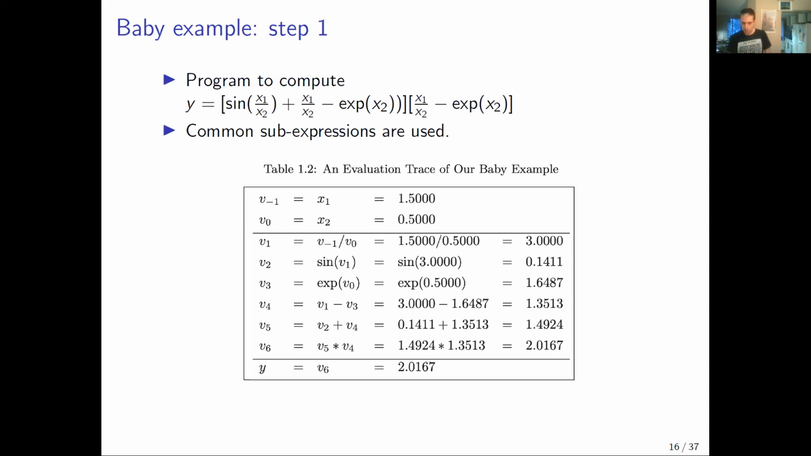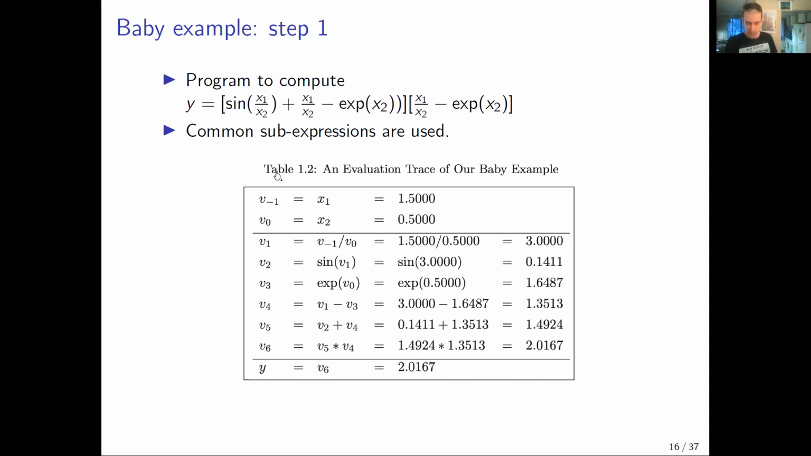Okay, and maybe one point to observe here is that common sub-expressions are used. So for example, x1 over x2 occurs in a few places in this expression, but this is not recomputed multiple times in this evaluation procedure. Instead, it's computed once and then used a few times. And so this is an important consideration for efficiency in practical programs and practical automatic differentiation.